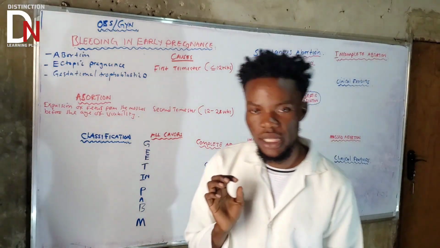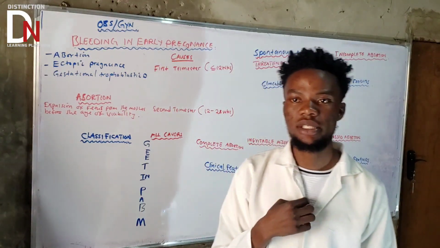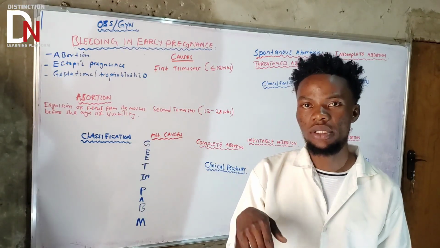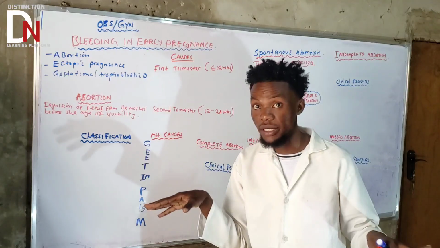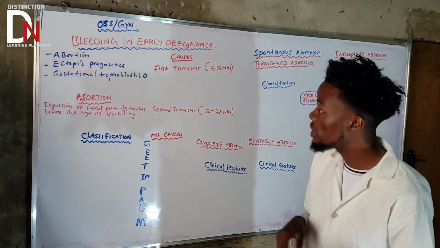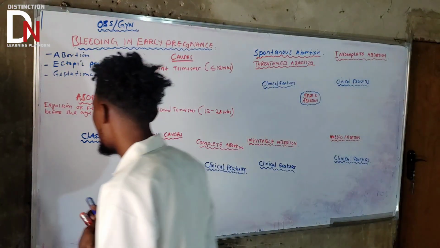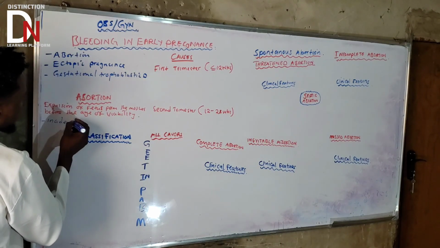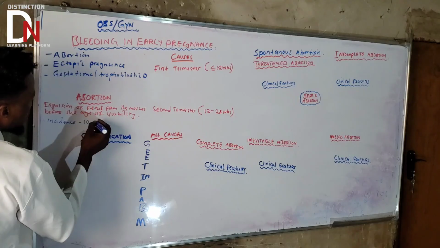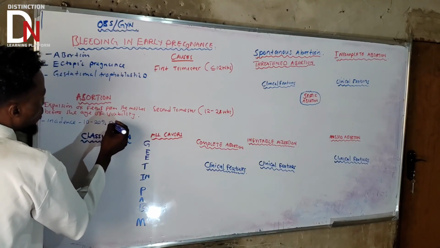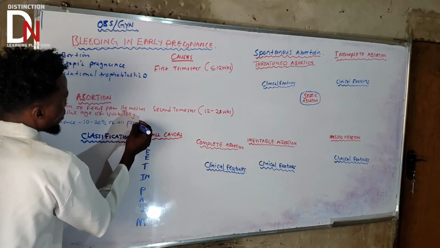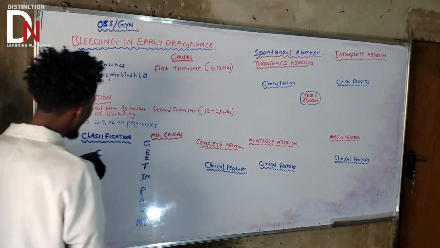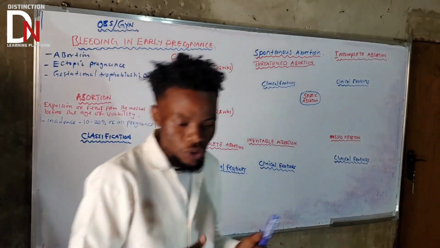Okay, now let's talk about another important point about abortions. Abortions are very important cases because they affect about 10 to 20% of all pregnancies. So we're talking about the incidence. The incidence of abortion is that it affects 10 to 20% of all pregnancies, okay?